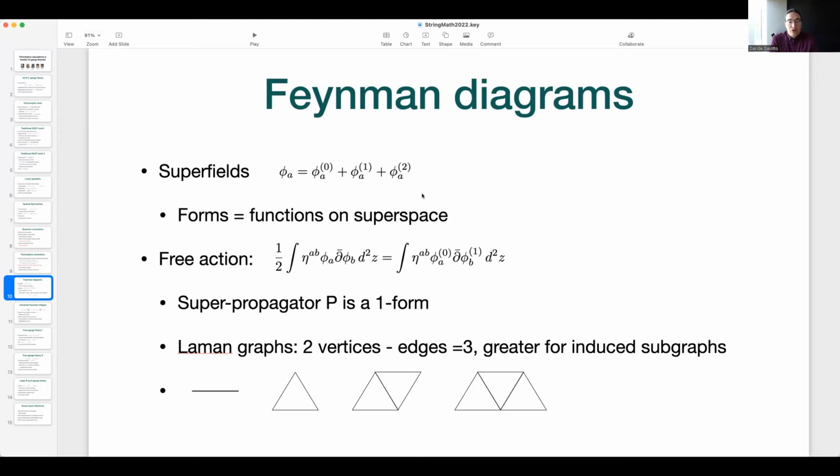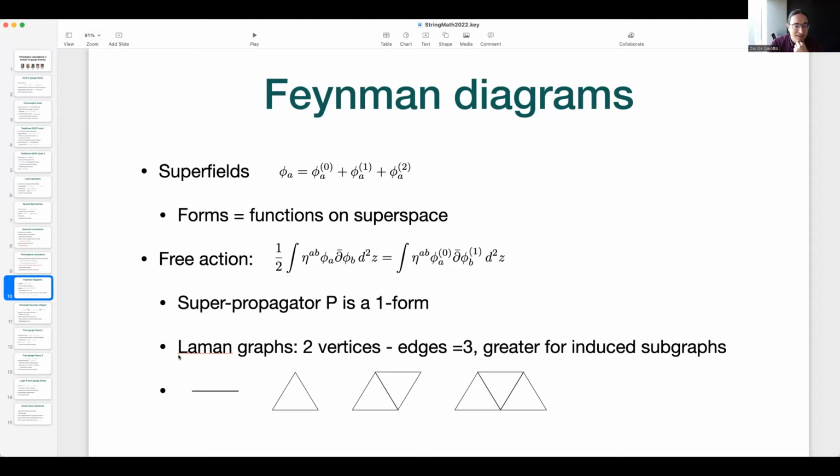When you do calculations, you're going to use a superspace propagator, which is identified with a one form. And so the theory of one forms and the differential is very, very helpful in these calculations. And some very basic considerations on form degrees tell you that the only Feynman diagrams that contribute are what's called Laman graphs, which are graphs such that if you take twice the number of vertices minus the number of edges, it's equal to 3. And for every induced subgraph, this number is greater than or equal to 3.